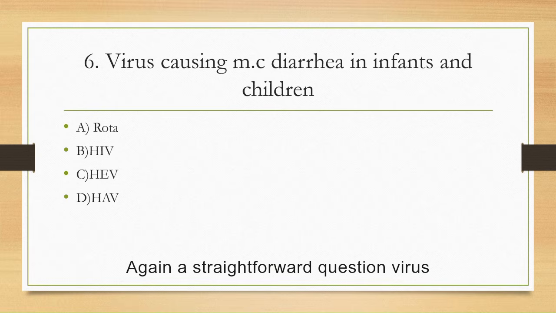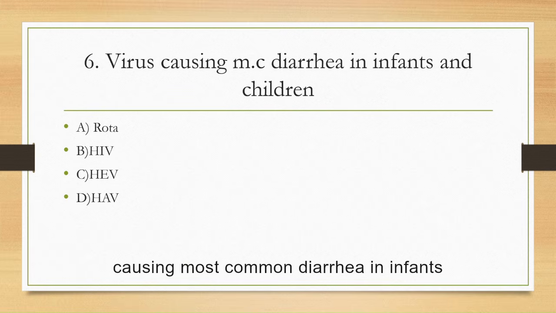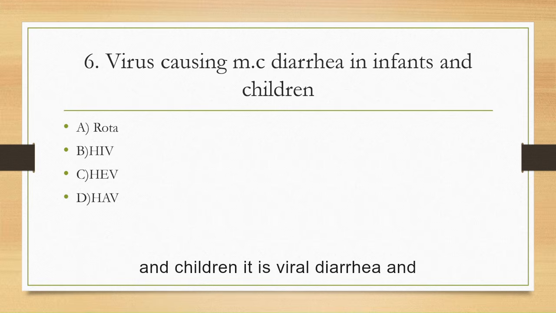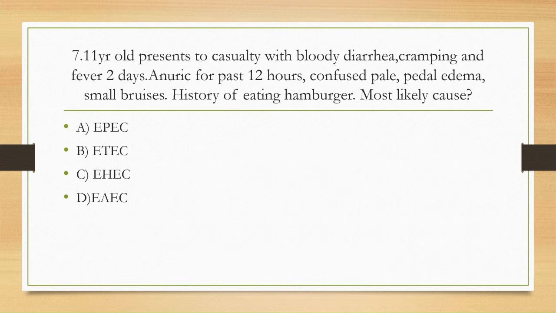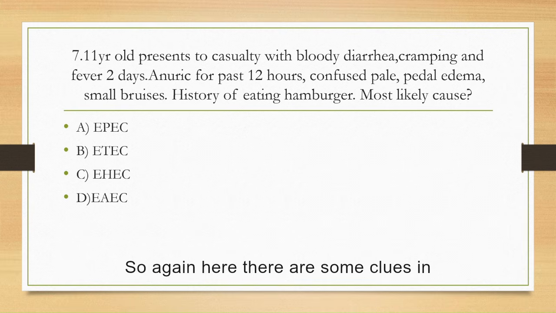Again, a straightforward question: virus causing most common diarrhea in infants and children. It is viral diarrhea, and out of that, the majority are rotavirus. Obviously, that is why there is no need to give antibiotics in most cases of diarrhea in under five children. So the answer is rotavirus.